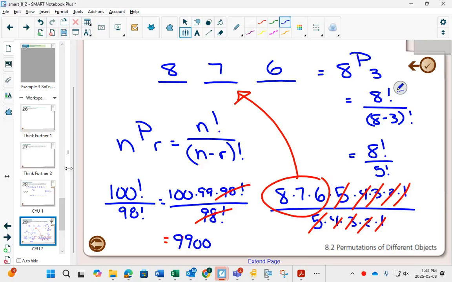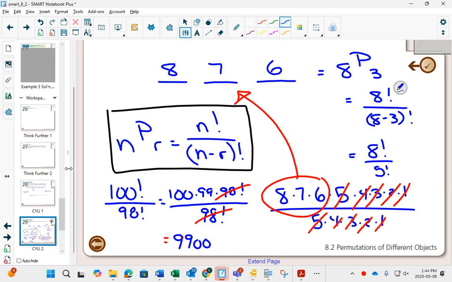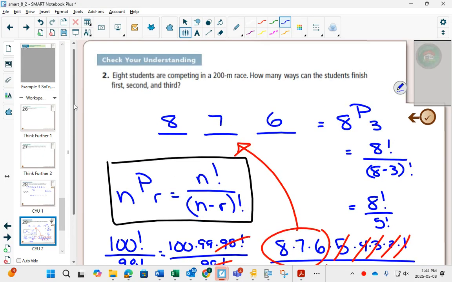So when we're expanding factorials, we'll expand the bigger one until we get to the smaller one on the bottom and then stop, and then that would allow us to simplify. So this is your new formula for permutations of n objects taking r of them at a time. In this case, we had 8 people, but we were only arranging 3 of them. Questions for practice on this? 4, 6, 7, and 8.